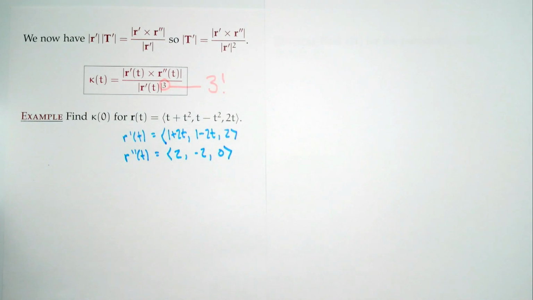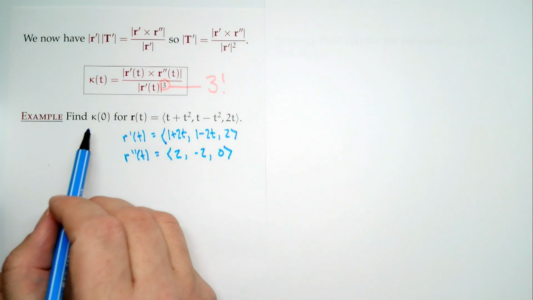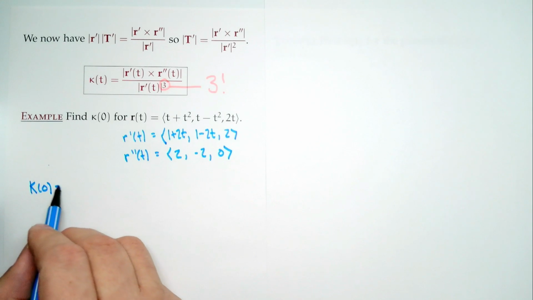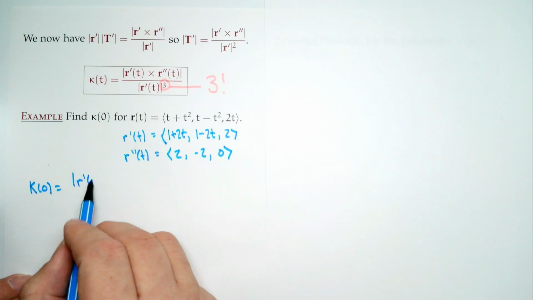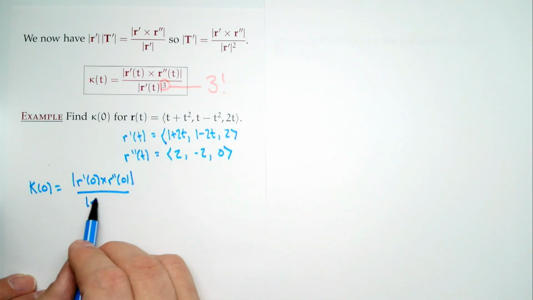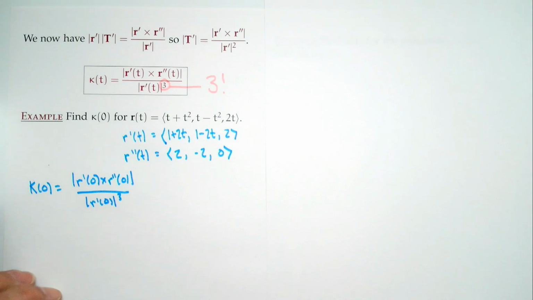Now, notice what we're after. We're after kappa of 0. So kappa of 0 is, according to this, magnitude of r prime of 0 cross r double prime of 0 over the magnitude of r prime of 0 cubed. Now, I should point out that you can do one of two things, and I'm kind of already hinting at the direction I want to go. So what are the two things we can do? If we look at this expression, kappa of t, I can say, look, let me just take that and solve for it as a function of t.